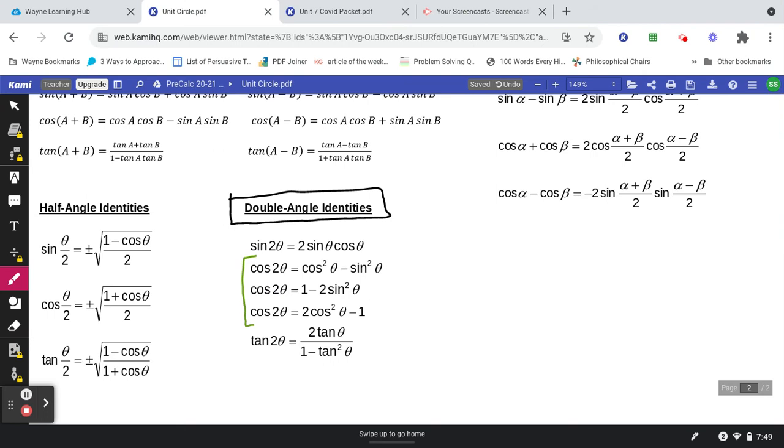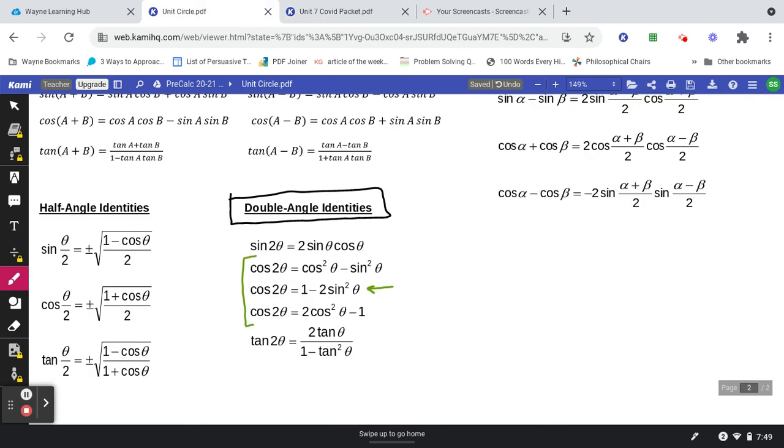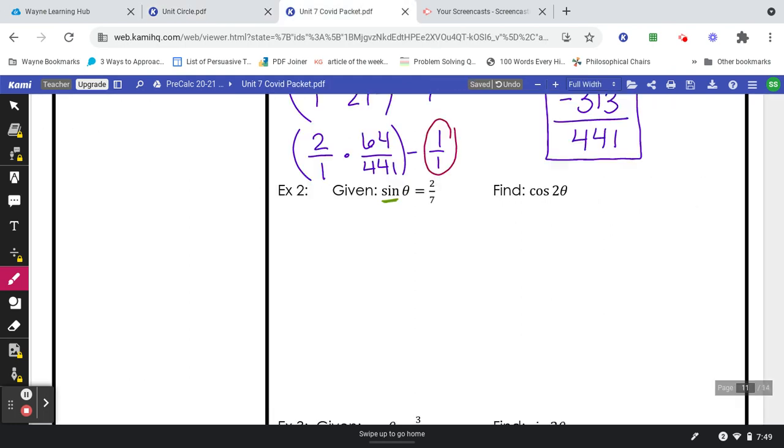So if we were going to choose one, you want to choose the one that has the sine in it and doesn't have a cosine, because we don't know cosine. So it's going to be this one for this problem. That'll be the easiest one for us to find the answer to. So again, because you're given sine, you want to choose the equation that just has a sine. This one has a cosine. We don't know cosine. They didn't give us that information. So 1 minus 2 sine squared theta.